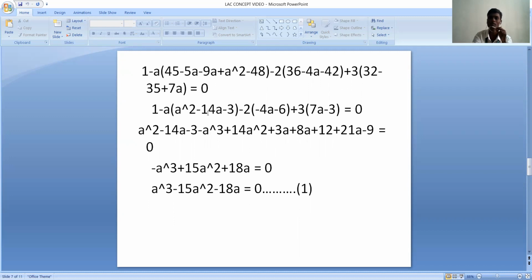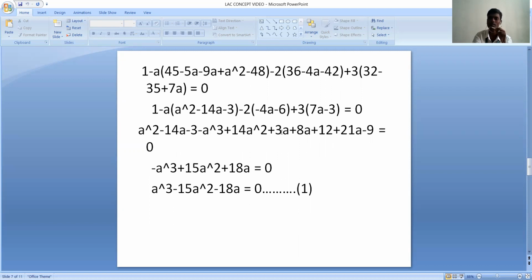1 minus a into (a square minus 14a minus 3) minus 2 into (minus 4a minus 6) plus 3 into (7a minus 3) equals 0. Now multiply the brackets, the variables present in brackets and outside the brackets. 1 into (a square minus 14a minus 3) minus a into (a square minus 14a minus 3) will result in a square minus 14a minus 3 minus a cube plus 14a square plus 3a.